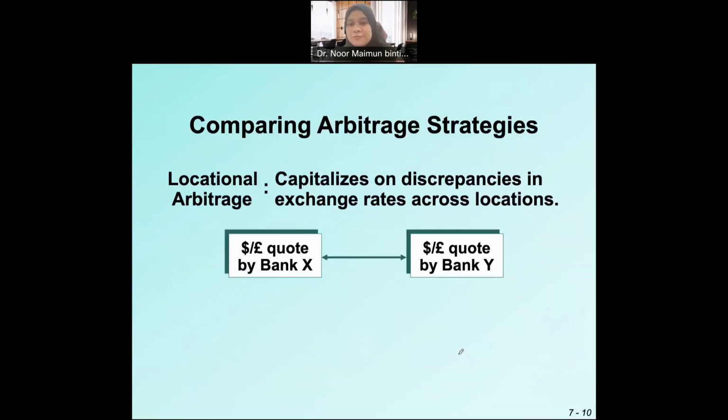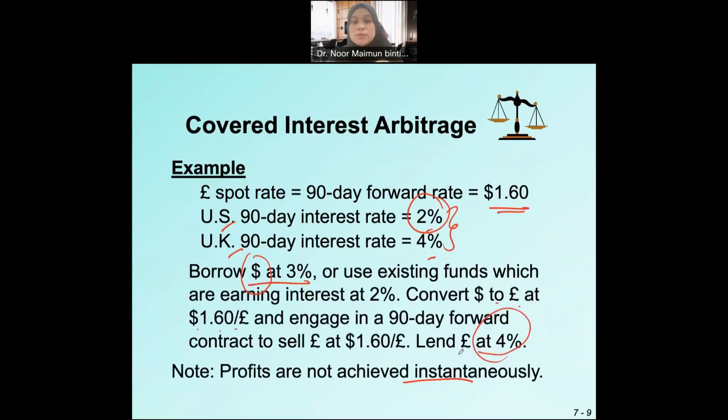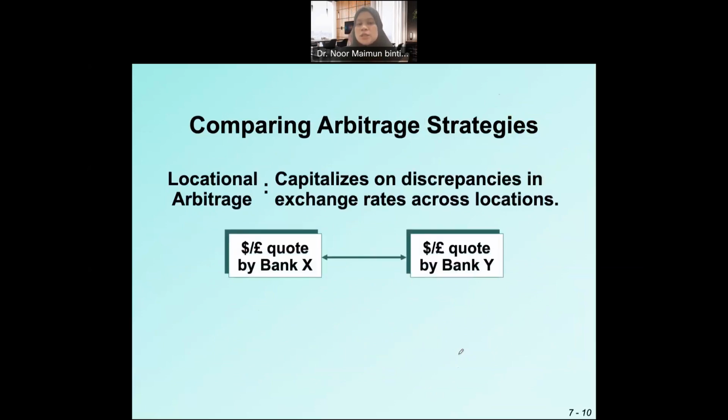So this is the difference between the arbitrage strategies: locational, triangular, and also the last one, which is covered interest arbitrage. So locational arbitrage is where you capitalize on discrepancies in exchange rate across locations. So you have banks in different locations in different countries, but the quotation is the same. You have one foreign currency equals the home currency, and both parties actually offer the same quotation but at a different price.